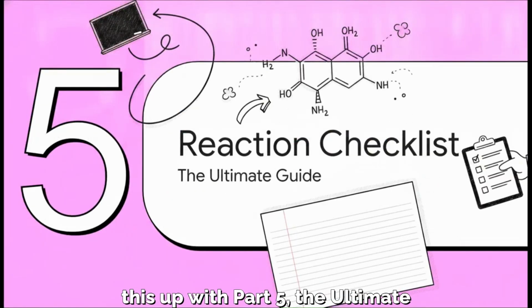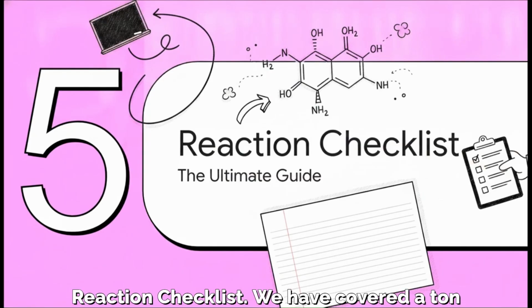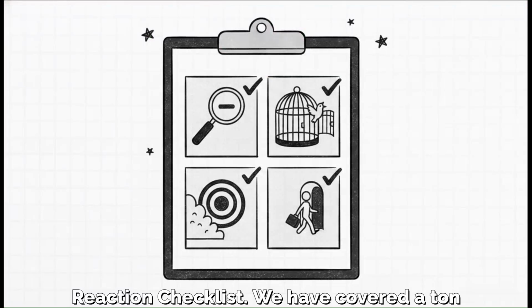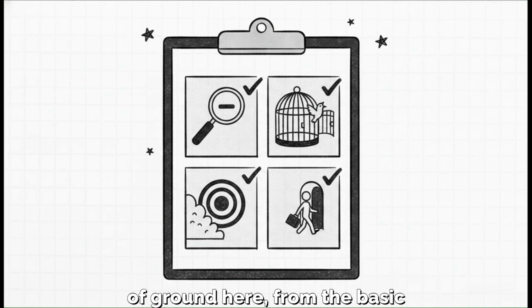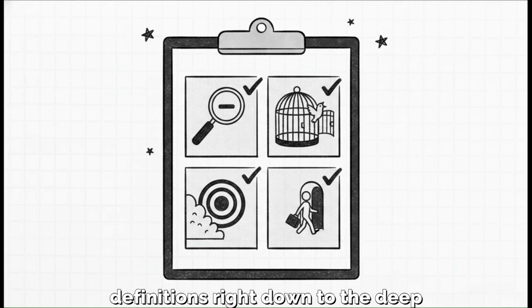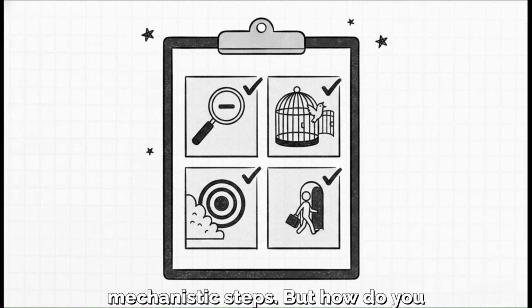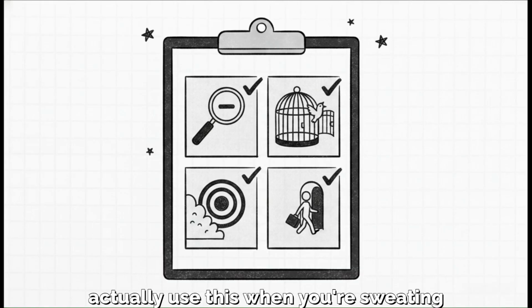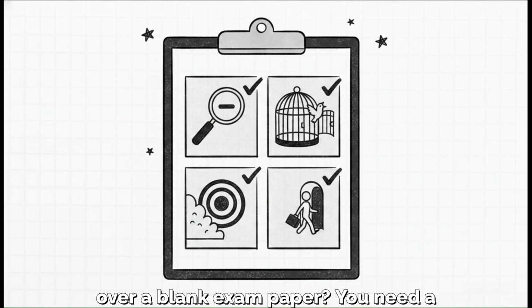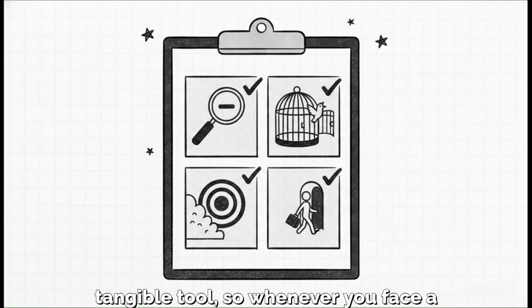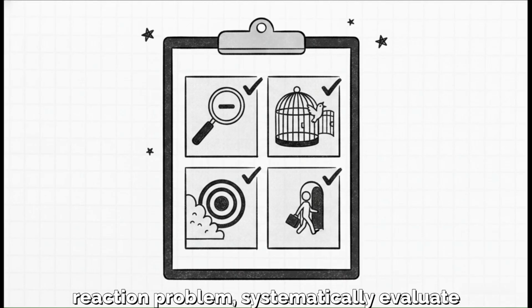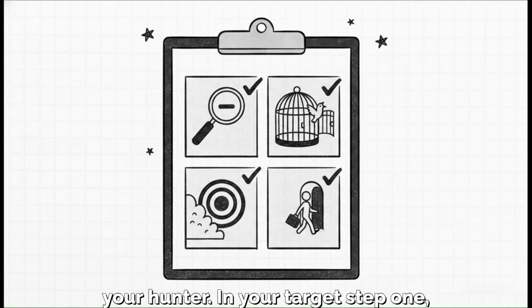Let's wrap this up with part 5, the ultimate reaction checklist. We have covered a ton of ground here, from the basic definitions right down to the deep mechanistic steps. But how do you actually use this when you're sweating over a blank exam paper? You need a tangible tool. So whenever you face a reaction problem, systematically evaluate your hunter and your target.